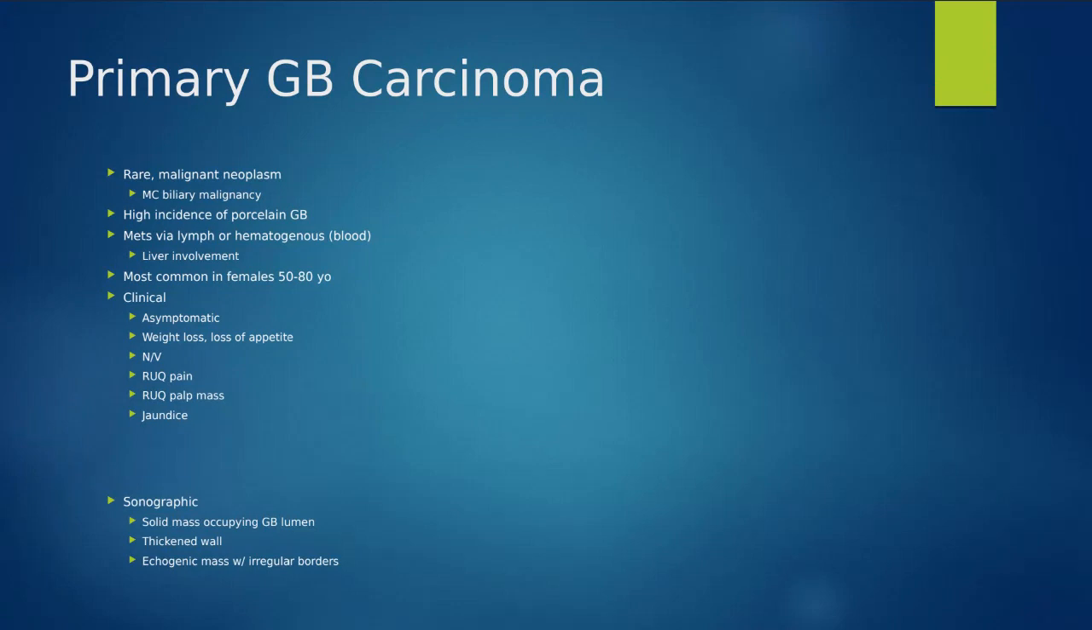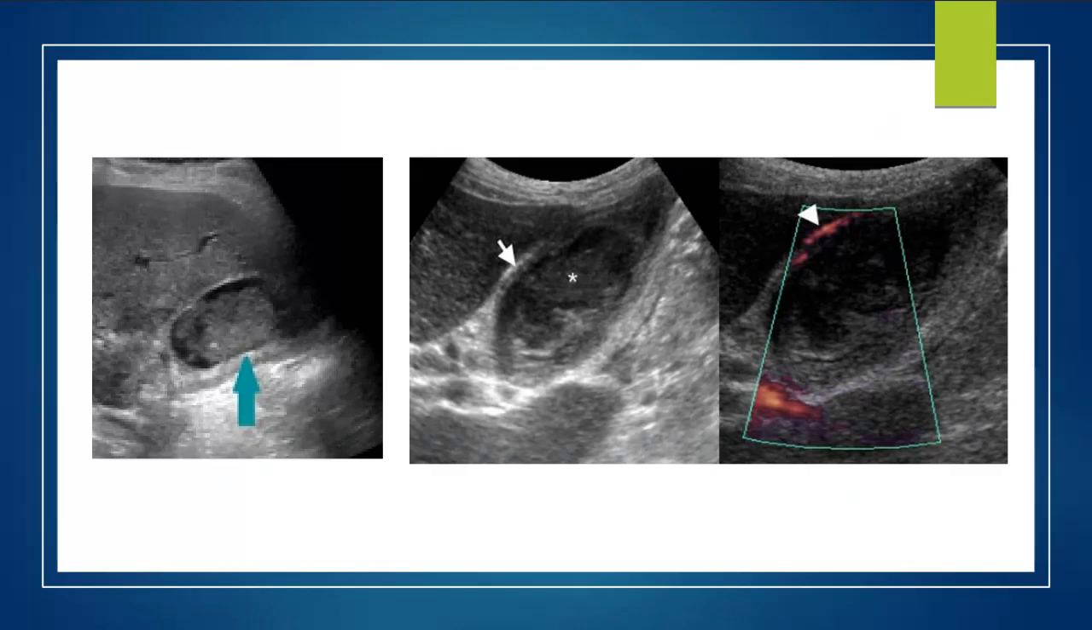Clinically, it's going to be asymptomatic, but some patients will have weight loss, loss of appetite, nausea, vomiting, right upper quadrant pain, a potential right upper quadrant palpable mass, and jaundice, depending on whether there's any biliary obstruction. On ultrasound, we're going to see a solid mass occupying the gallbladder lumen. We could see a thickened wall, and that mass is going to be echogenic with irregular borders. So let's take a look at what that can look like.